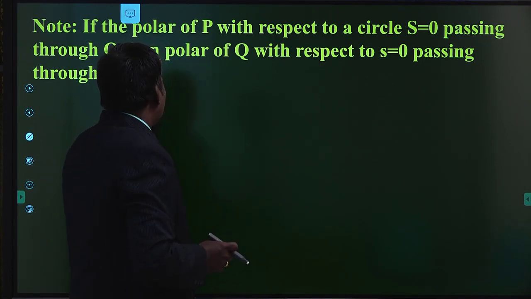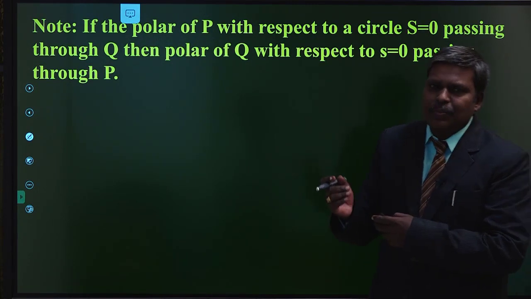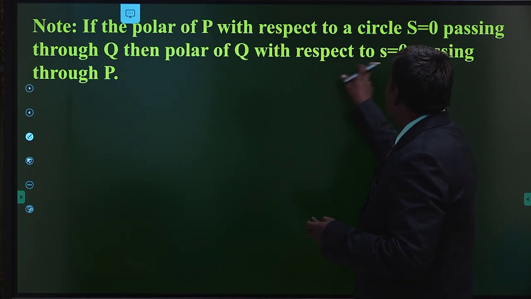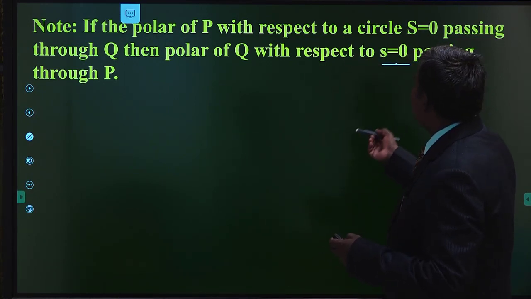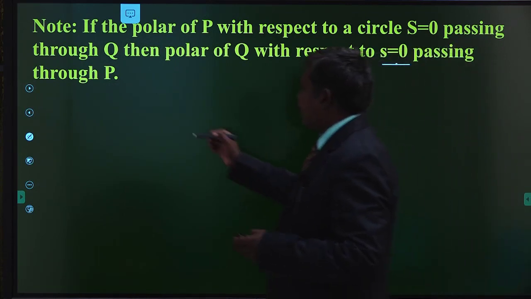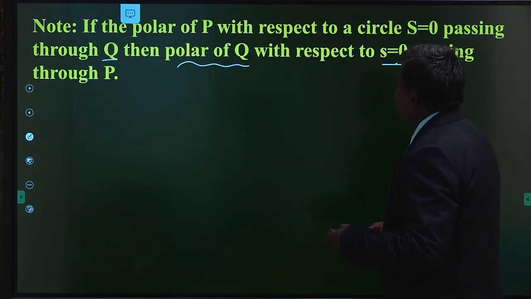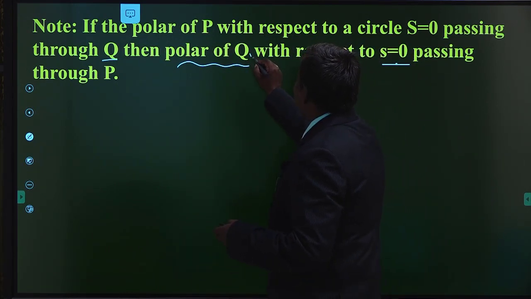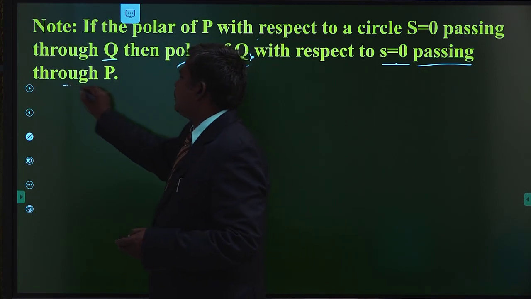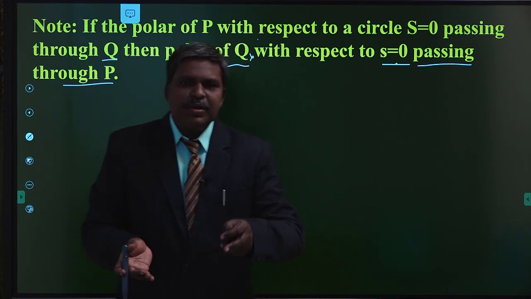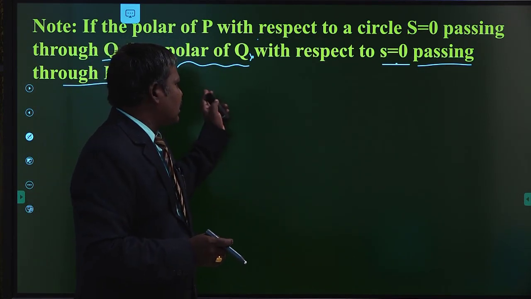See this note. If the polar of P with respect to the circle S equal to 0 passes through Q, then immediately the polar of Q passes through P with respect to the same circle S equal to 0. Suppose the polar of P with respect to the circle S equal to 0 passes through the point Q, then immediately the polar of Q also passes through P with respect to the same circle. So polar of P passing through Q means immediately polar of Q passing through P. So these are the conditions.